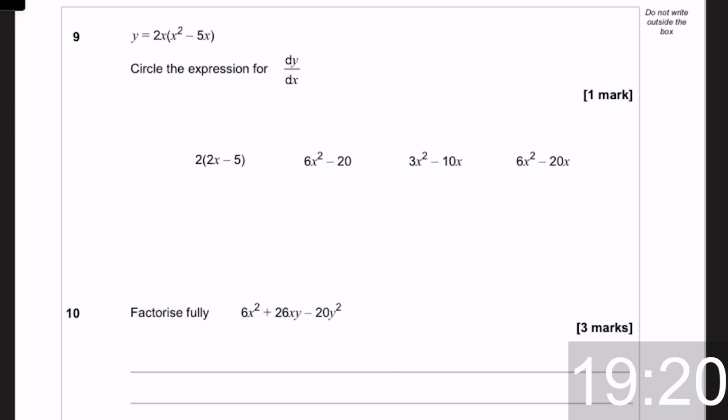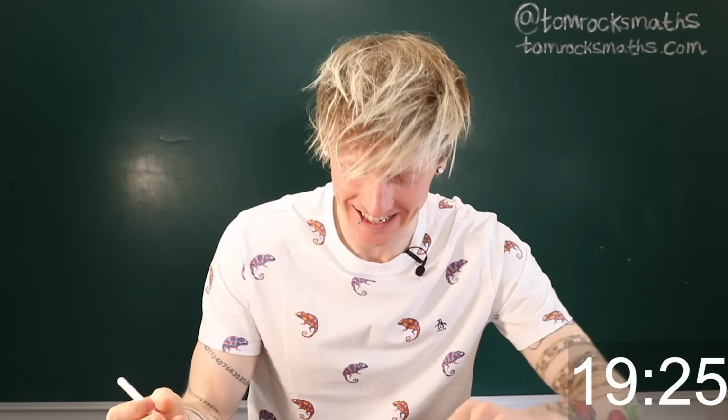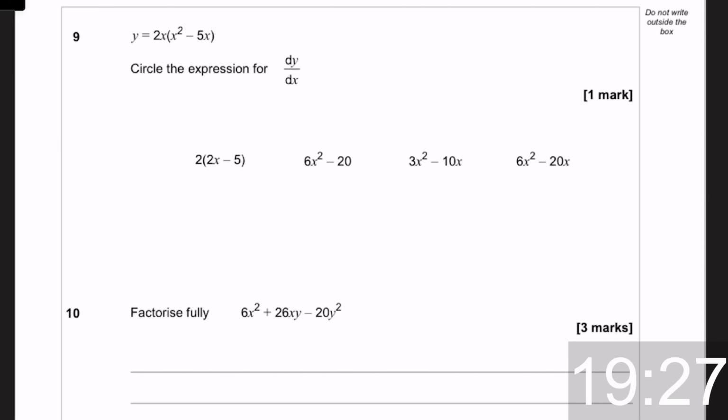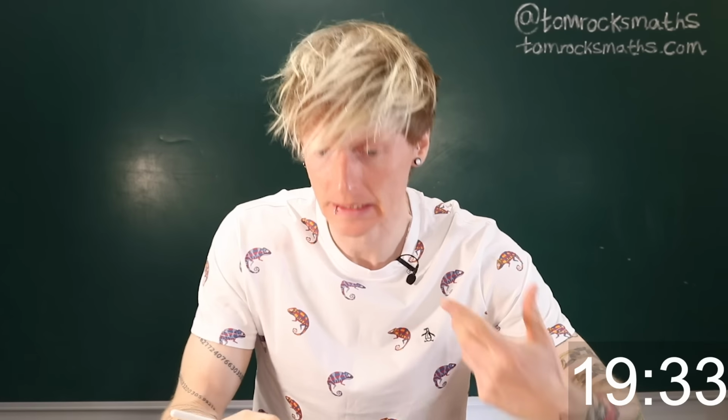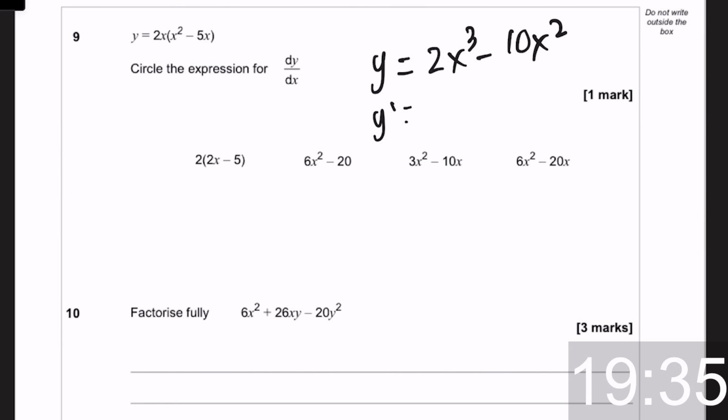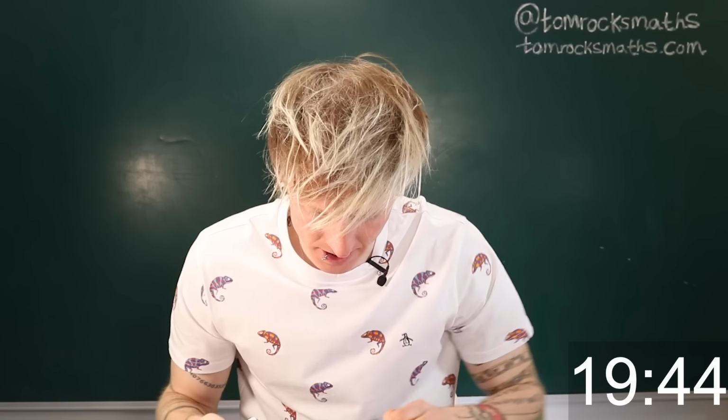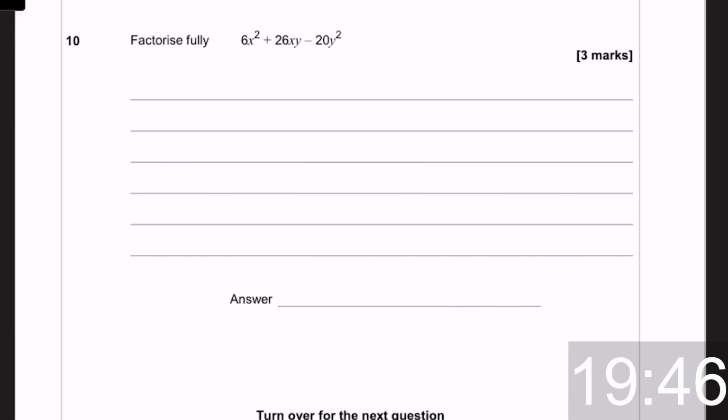All right, question 9. So circle the expression, I like this. We know y is equal to 2x cubed minus 10x squared. Derivative then, y prime is equal to 6x squared minus 20x. Woo! Okay, question 10. Factorize fully.